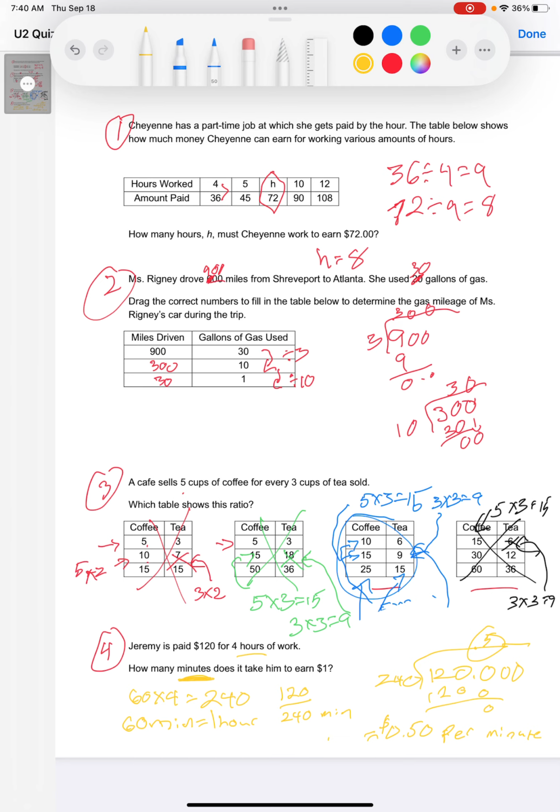So they make 50 cents in 1 minute. So how many minutes does it take them to earn $1? So if they make 50 cents in 1 minute, then in order to make $1, that would take 2 minutes. Because 50 cents in 1 minute, another 50 cents in the second minute, 50 cents and 50 cents is $1. Okay, so that's the entire quiz. Everything that's on it. Good luck.